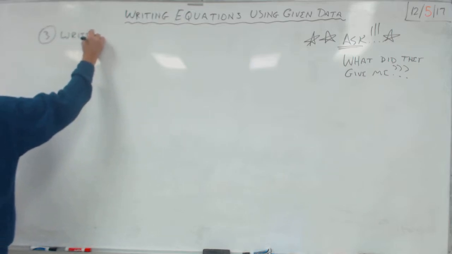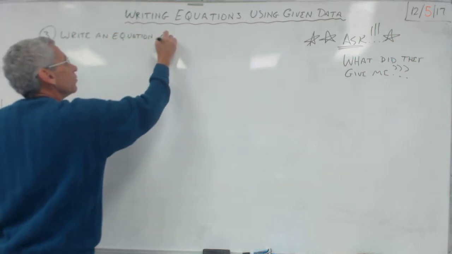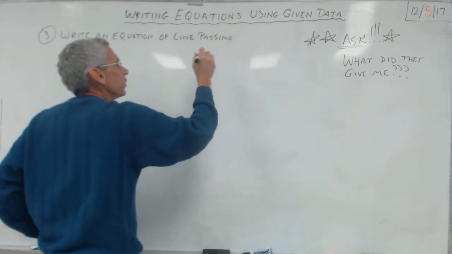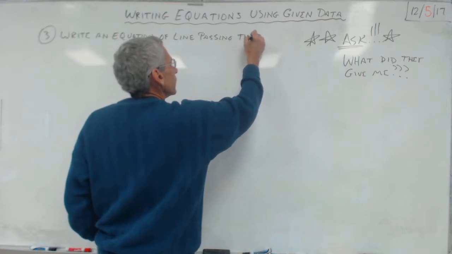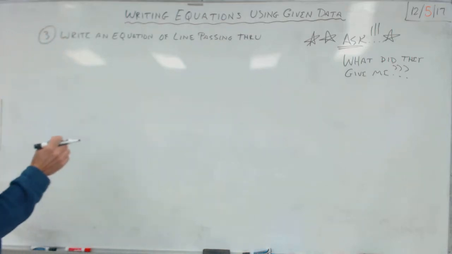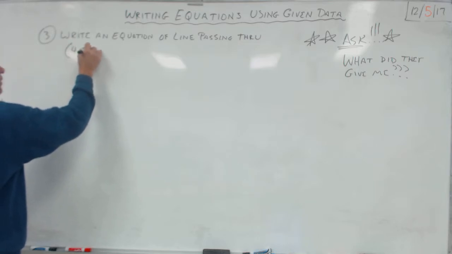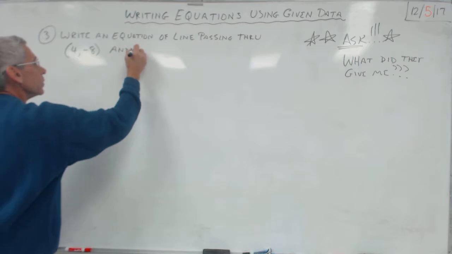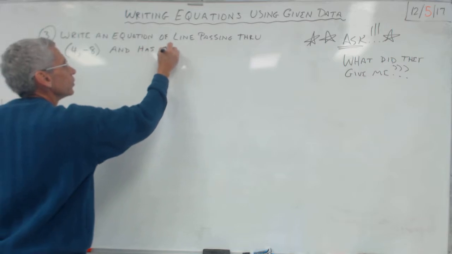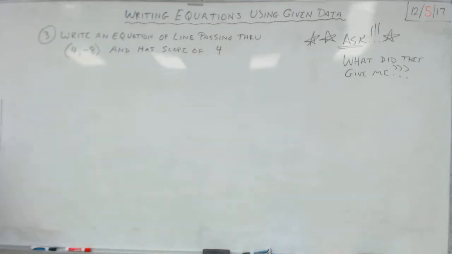Write an equation of a line passing through. Go ahead and write this as I'm writing. I'm spelling through wrong on purpose. Because I'm a math teacher, it's okay, right? Write an equation of a line passing through (4, -8) and has a slope of 4.